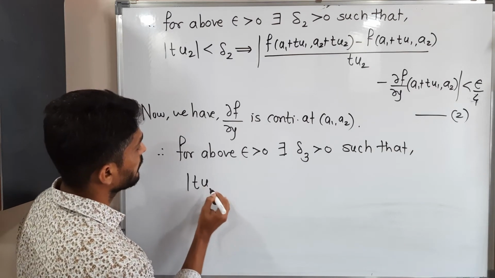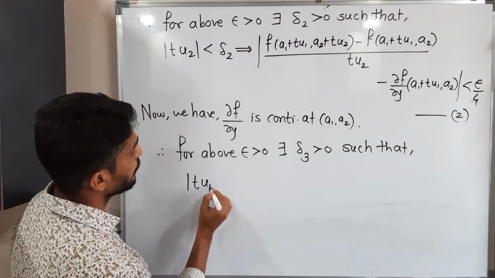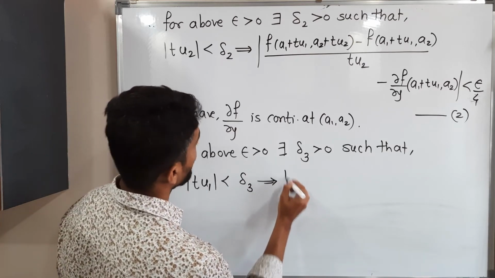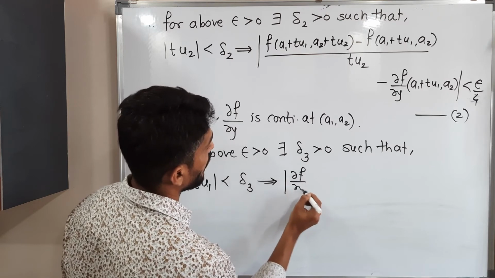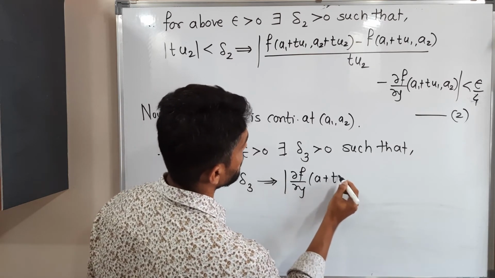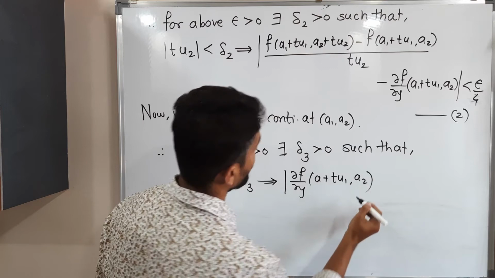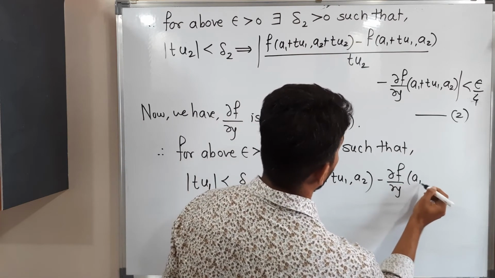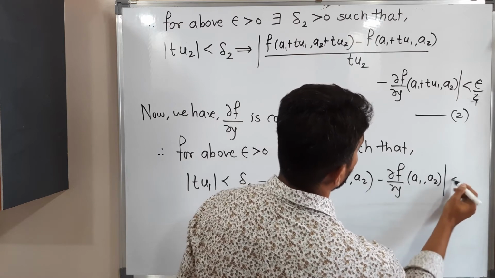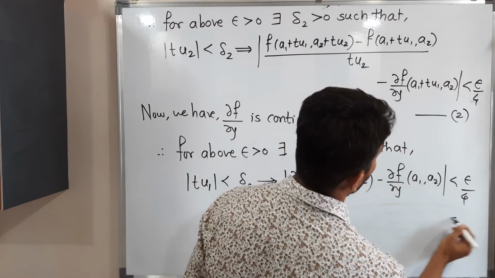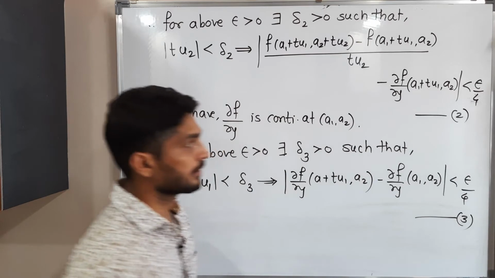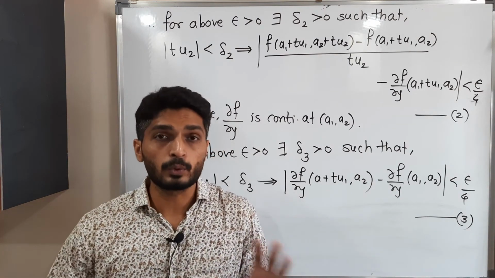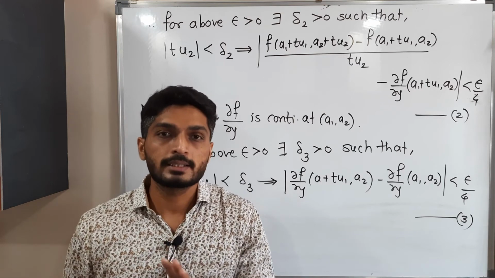Mod tu1 less than delta 3 implies mod del f by del y at a plus tu1 a2 minus del f by del y at a1 a2 less than epsilon by 4. So this is statement 3. Statement 1, statement 2 and statement 3: all three mods we have proved less than epsilon by something.